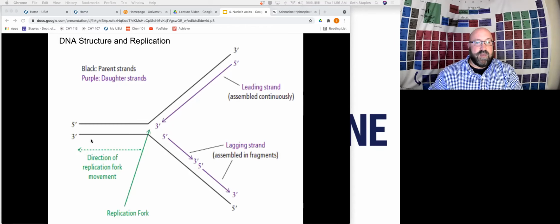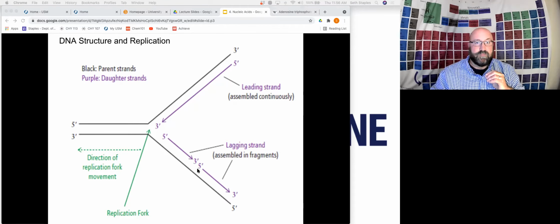So again, we see a diagram of that here. Here we have our DNA strand, our anti-parallel strand. Here we have our replication fork, so we split to there. We have our leading strand, which is assembled continuously. And then our lagging strand, which is assembled in fragments and then later put together.